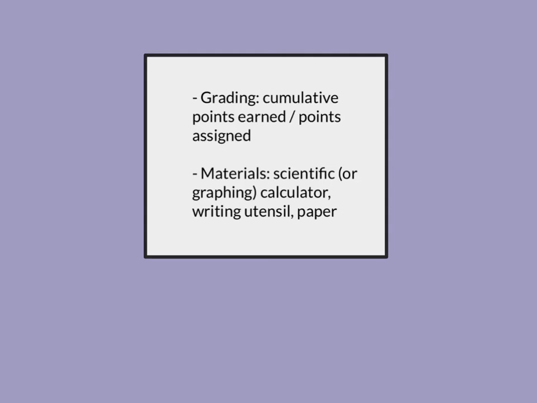In terms of materials for chemistry class, your student will need a scientific or graphing calculator, a writing utensil, and paper. If your student is sitting in front of the computer for chemistry class, they should have all three of these things with them every time.